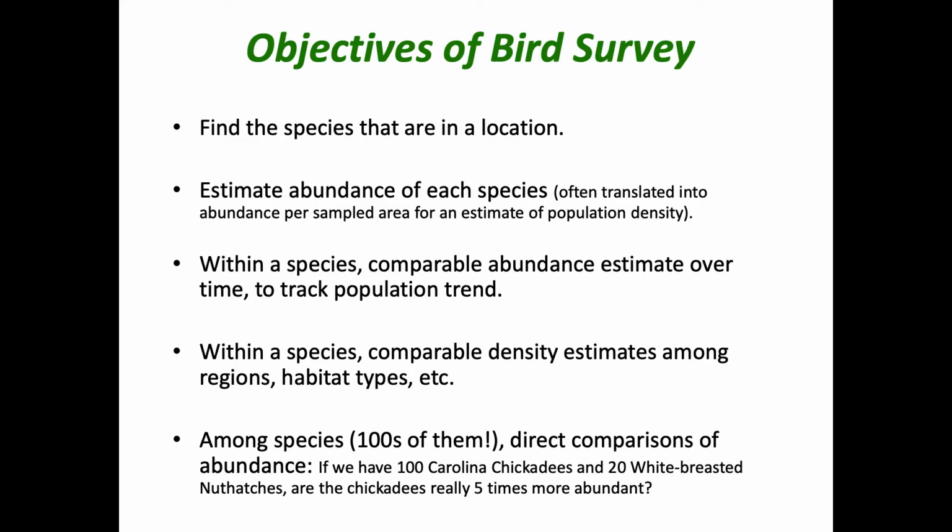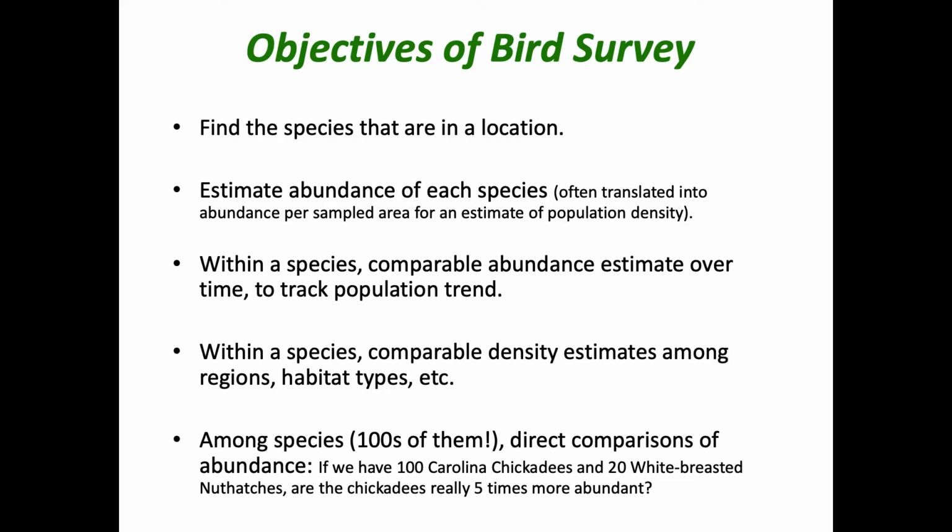So we often see these data then translated from abundance into density, so the number per unit area. Within a species, so let's say I've been sampling grasshopper sparrow or eastern meadowlark or something like that on the same route for years and years and years. We want to be able to use methods that are standardized, for one, so that we can track that species' abundance over time. So within a species, we want to be able to compare abundance over time, and that gives us information on population trend. Is it increasing, decreasing, staying the same, all over the map, whatever.